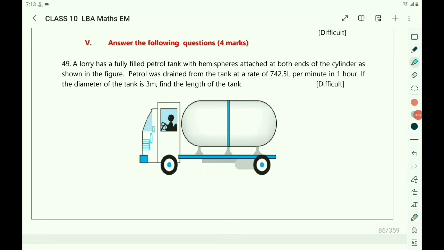Dear children, now let us solve the fifth main question of the LBA of the chapter Surface Areas and Volumes of class 10. Fifth main question. Answer the following questions. 4 marks.